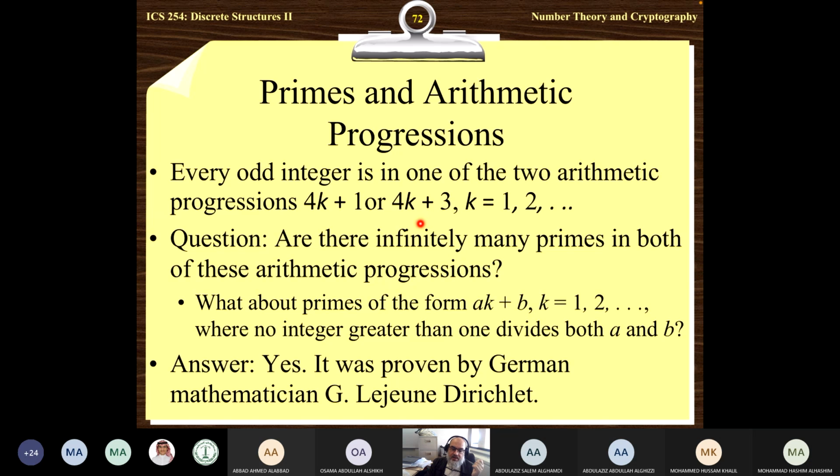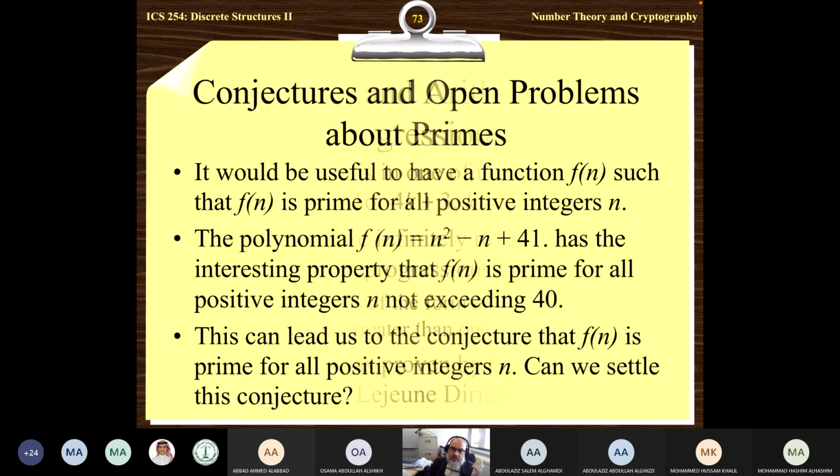Now, why are we mentioning this? Well, because there are some conjectures and open problems about prime numbers. For example, before we continue, let's first settle what we mean by conjecture. Who can tell us what we mean by conjecture? Say that again.